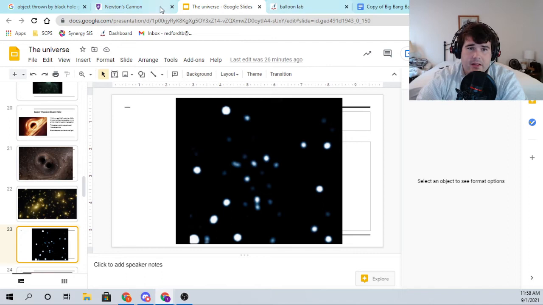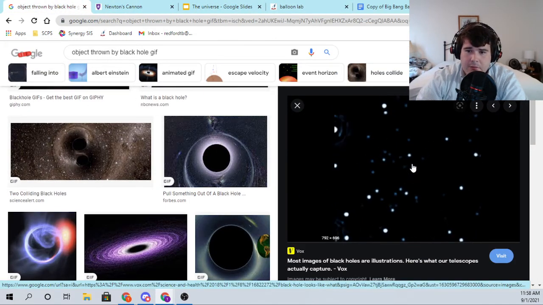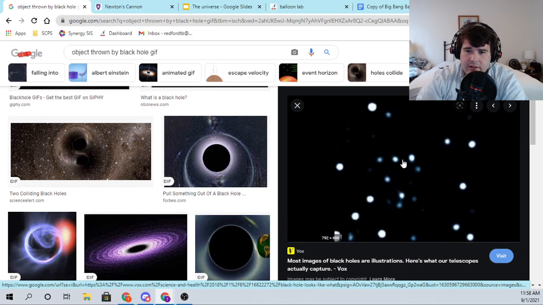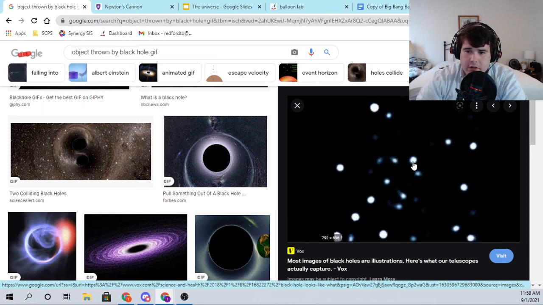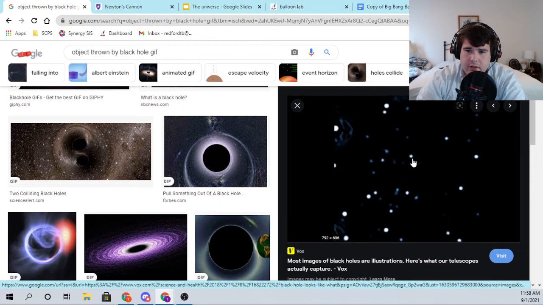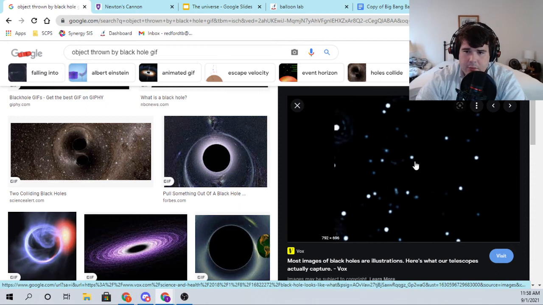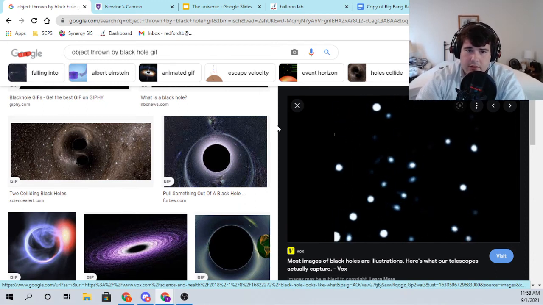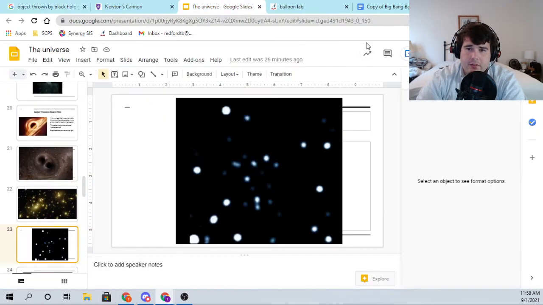The other thing that we can look for, here's the animation here, is these objects, stars and other things that we can see, they get thrown. Look at this star right here. Oh, here he goes. And he just gets thrown around. So we can look at things over time and we can see the way the black hole throws other objects.